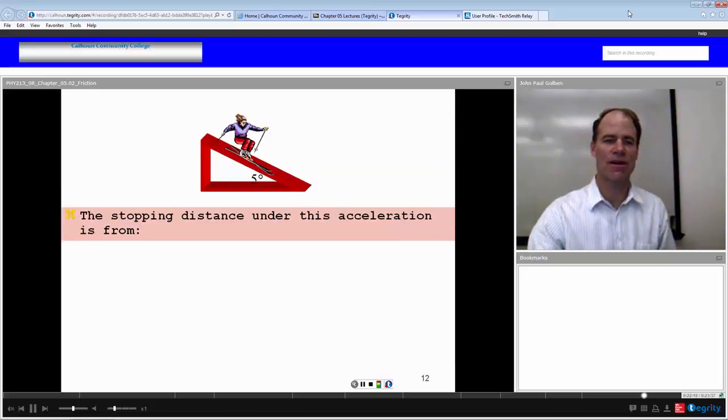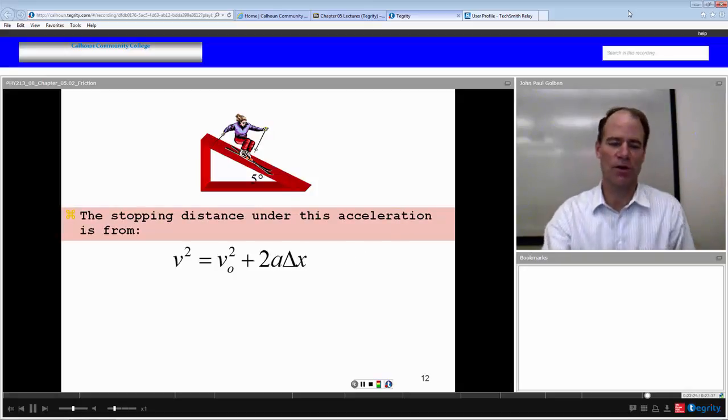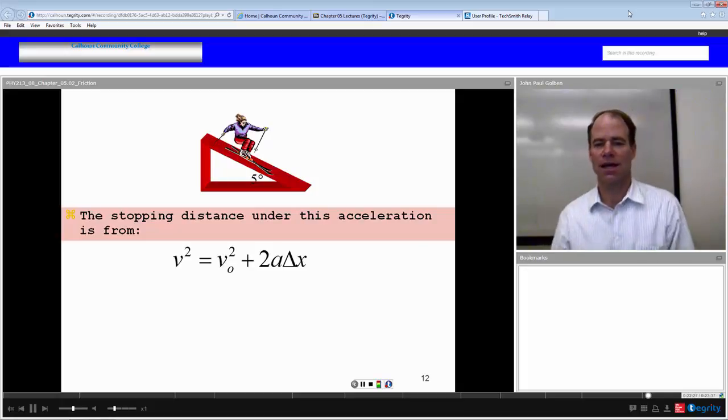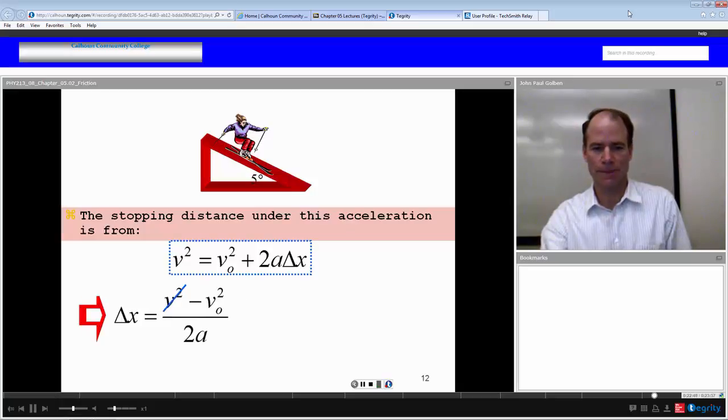So now we can find our stopping distance by using kinematics. We have this acceleration, and we know our initial velocity, and we know our final velocity should be 0. We're going to come to a stop. So we can plug everything in and get what delta x should be. So our final velocity would be 0. And our initial velocity was 20 meters per second.